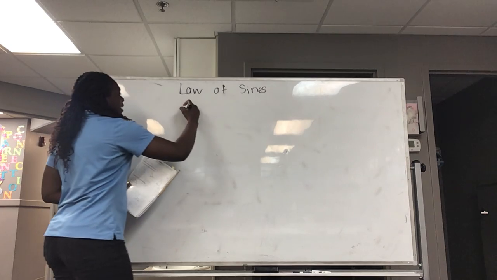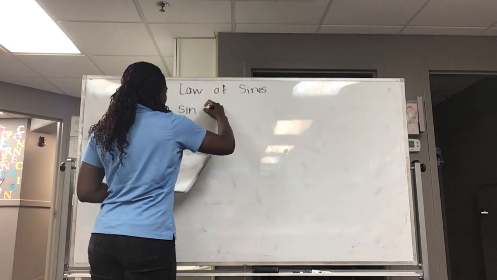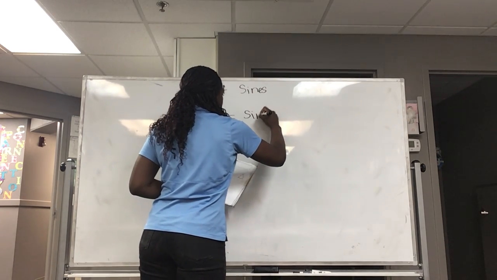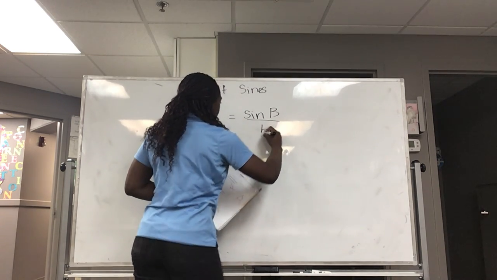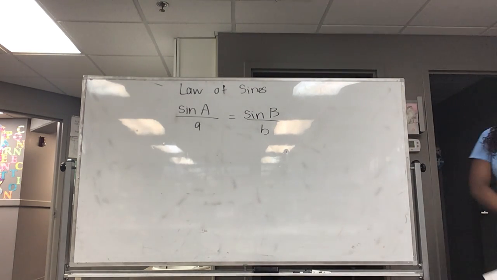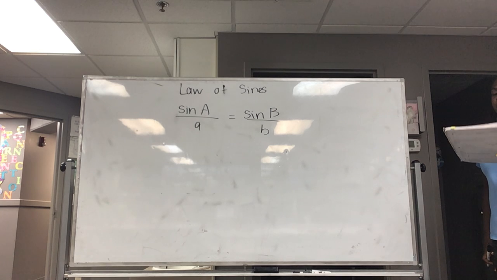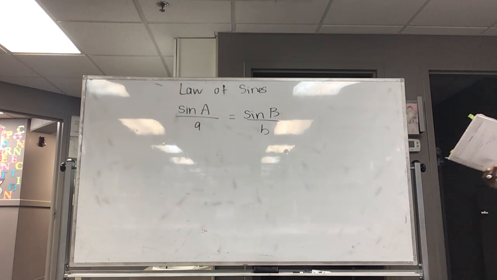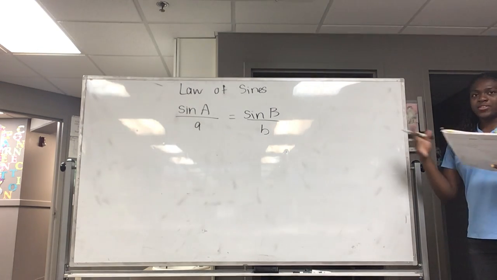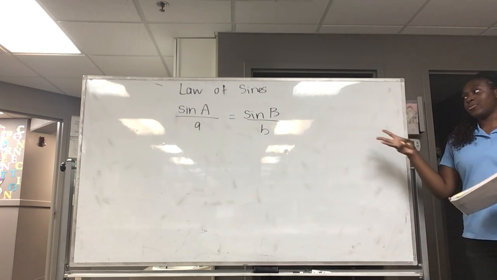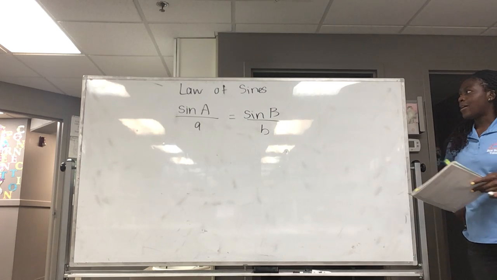So here's the formula. It looks a little confusing at first, but here's the law of sines, and it's sine A over A is equal to sine B over B. So I'll give you guys a second to write that down. And in order to use it, we either need to know two angles and one side, or we need to know two sides and one angle. You need to know at least 3 of the 4 to solve for it.